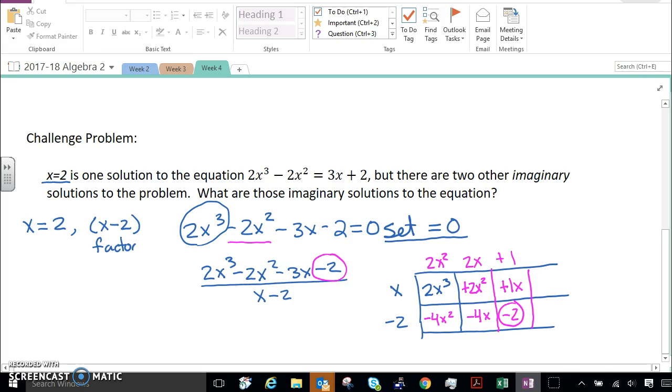So we know we've done this properly. We also know the answer then is 2x squared plus 2x plus 1. So that's the other factor. We've got x minus 2, and the other one is 2x squared plus 2x plus 1.